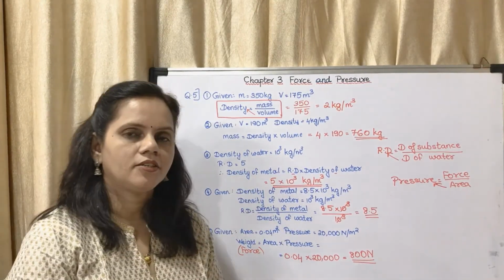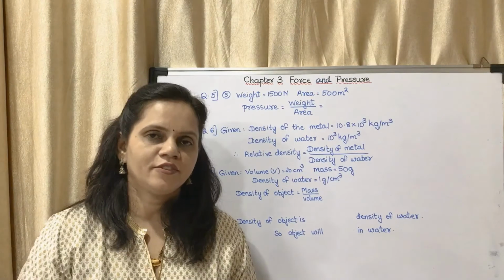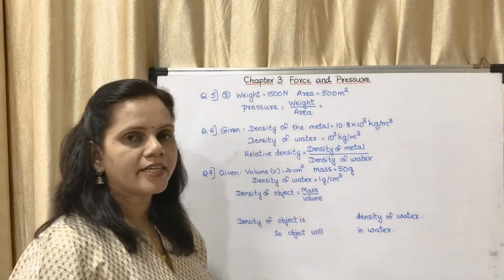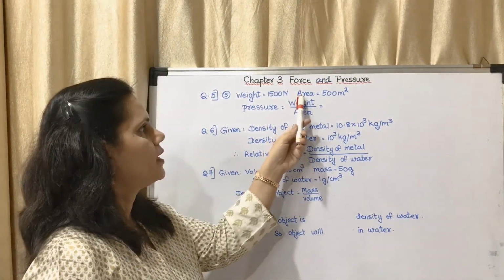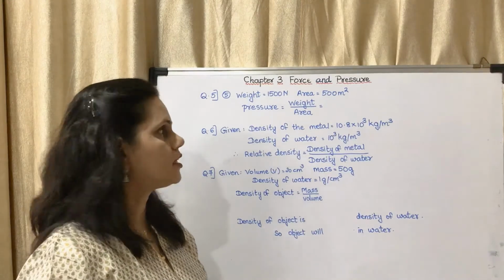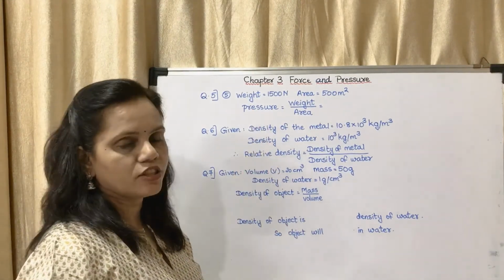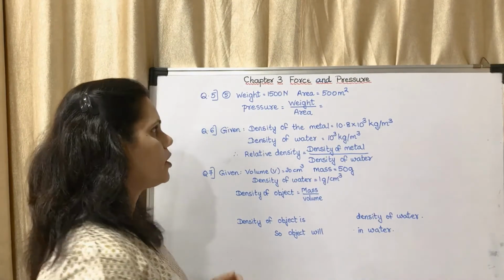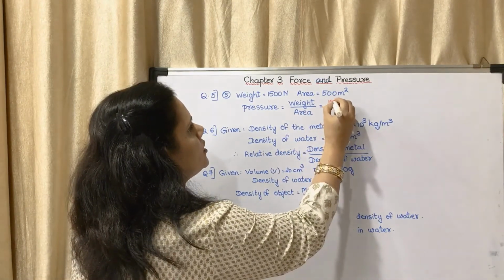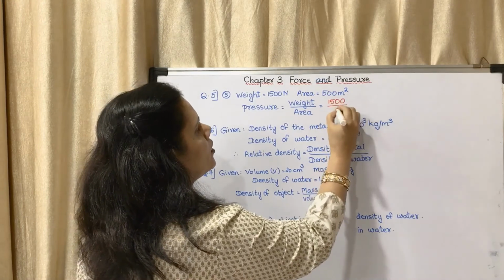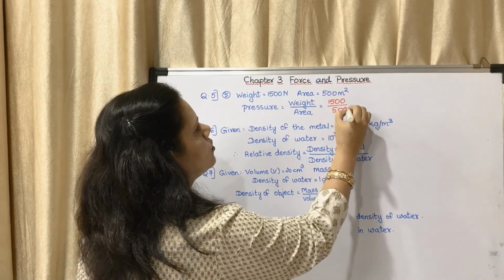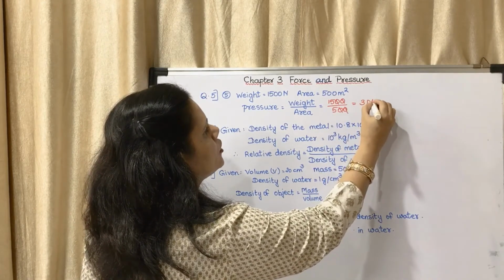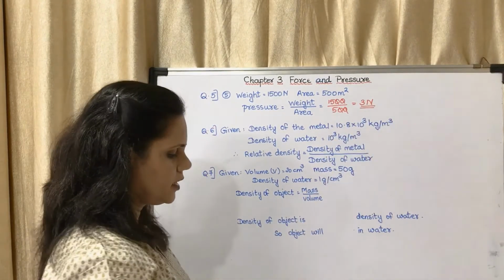You may copy this in your notebook. Now one question was left from that table. You may see weight, they have given it as 1500 Newton. Area is given as 500 meters square. So you have to find out the pressure. The equation is pressure is equal to weight upon area, that is 1500 upon 500, 0 0 cancel, 15 upon 5, that will be 3 Newton. The answer is 3 Newton.